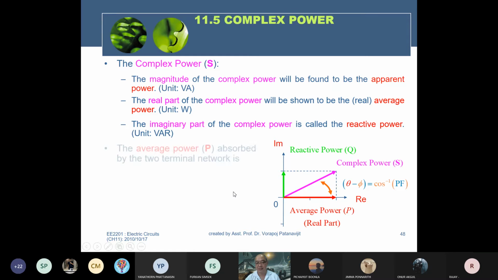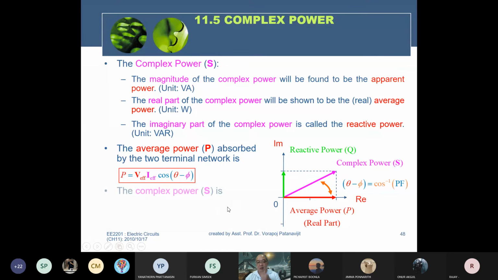The average power absorbed by the two terminals is given by P equal to I V cos of the difference between the current and the voltage angles. The complex power can be computed from V effective and the I effective conjugate. Therefore, the complex power is comprised of the real part and the imaginary part.